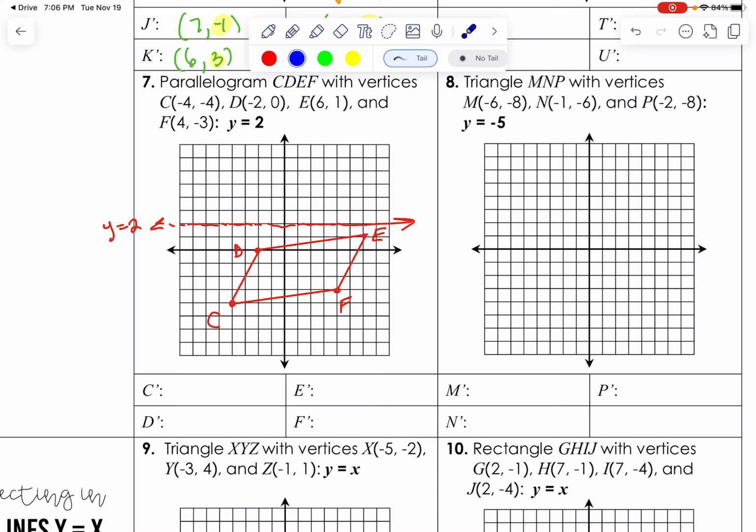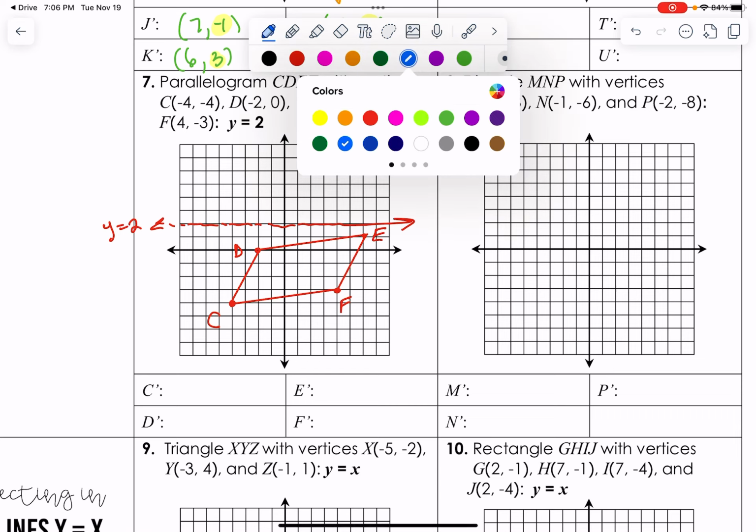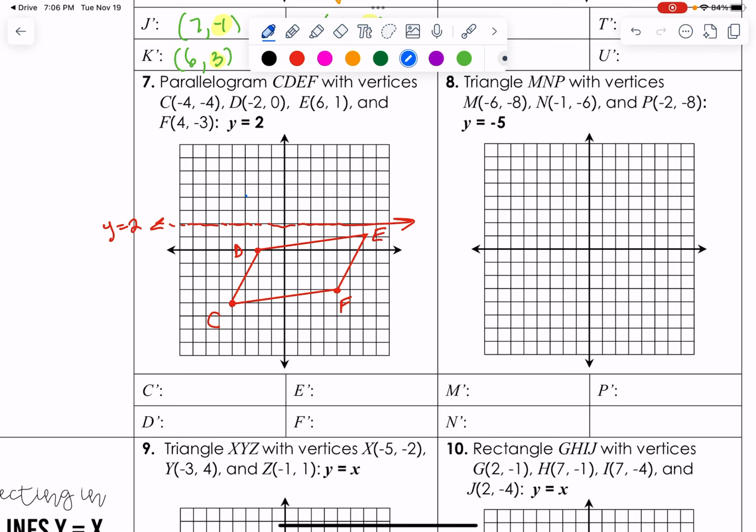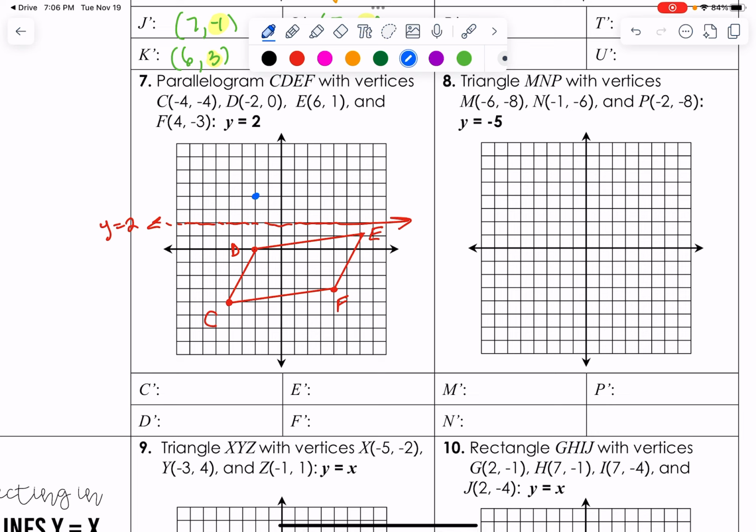I just need to make sure that all of my new points fit the same pattern. So we'll say that D goes right here. Oops, not there. Here, 2 up. So that's D prime. C is 1, 2, 3, 4, 5, 6, and 1, 2, 3, 4, 5, 6. That is C prime. E is 1, so we go 1, E prime. And F, 1, 2, 3, 4, 5, and 1, 2, 3, 4, 5. There's F prime.